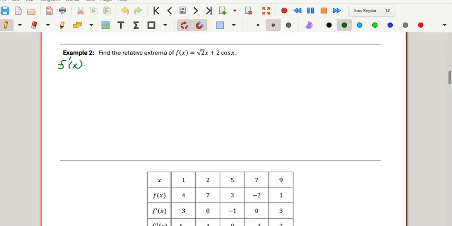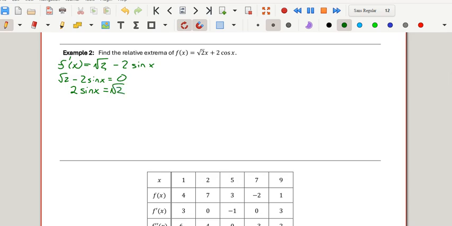So f prime of x equals the derivative of the square root of 2 times x, which is just the square root of 2. The coefficient is all that's left over when you have something linear, x to the first power. And then the derivative of 2 cosine x is minus 2 sine x. So we need to figure out when this thing equals 0. The square root of 2 minus 2 sine x equals 0. Bring sine x over to the right, but write it on the left to give us 2 sine x equals the square root of 2.